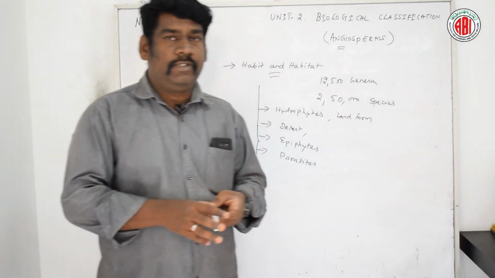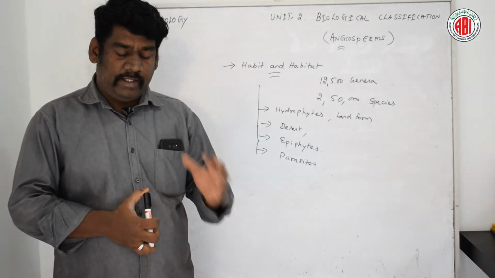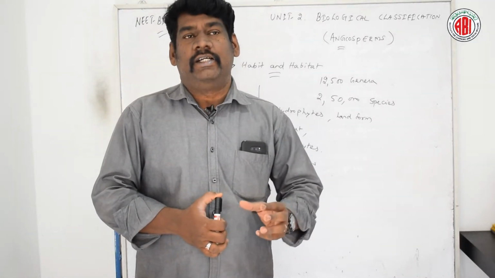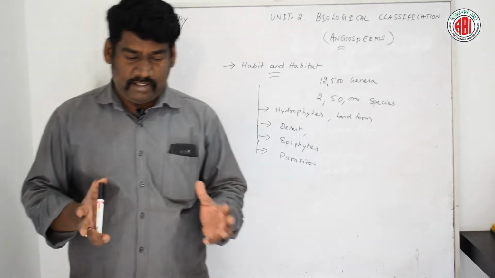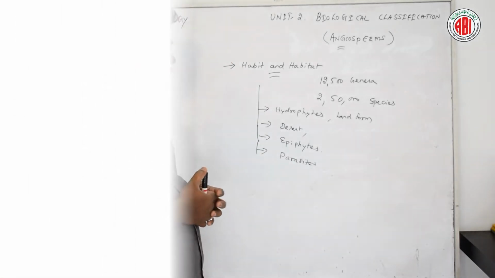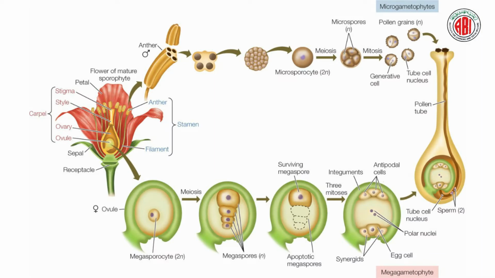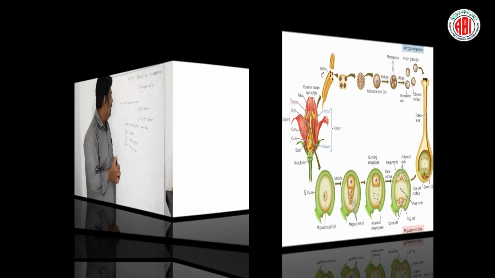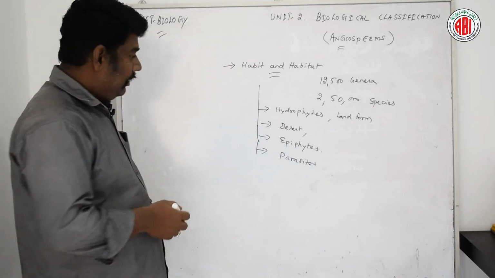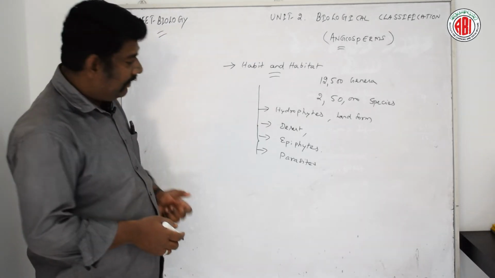So angiosperm is one of the most economically important and also the largest class present under the category of plant kingdom. So this is about its habit and habitat. Now let us talk about the development of flower.